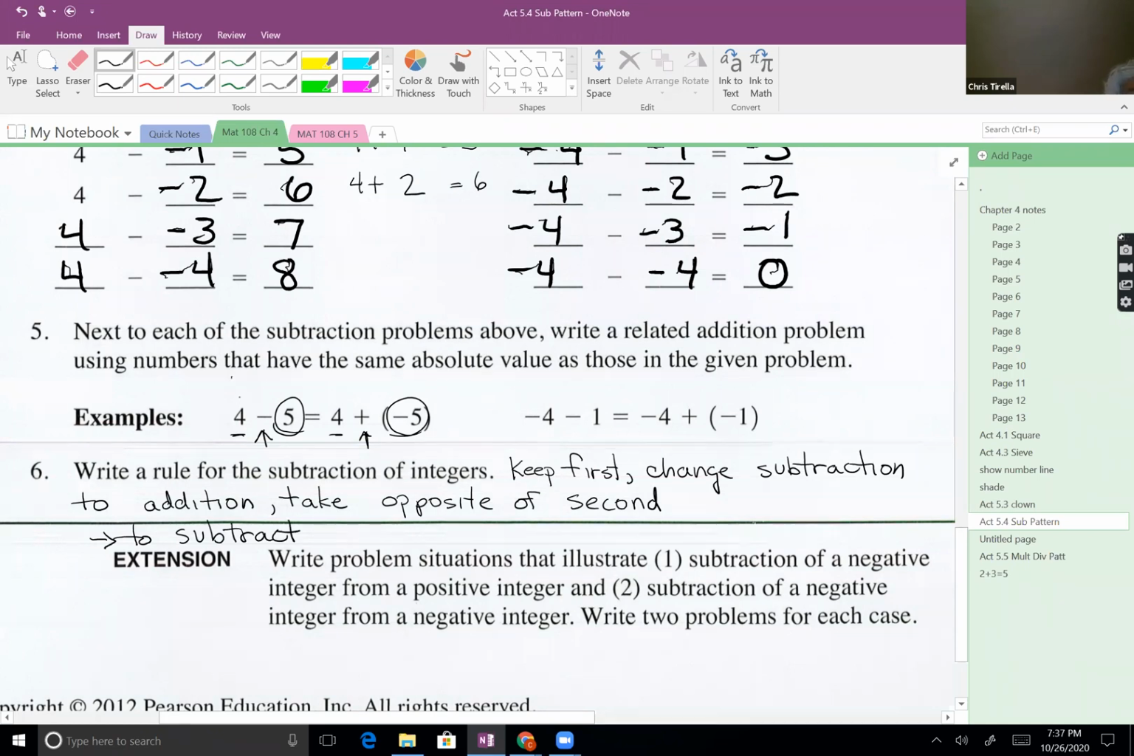First one stays, second one is the opposite, and then we switch. Oh, so that's that term where they say keep change, flip. Keep change flip is actually more with multiplying fractions, because we're not really flipping anything, we're taking the opposite. But to subtract, the rule is you change it into adding the opposite.